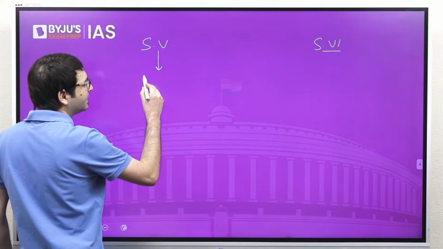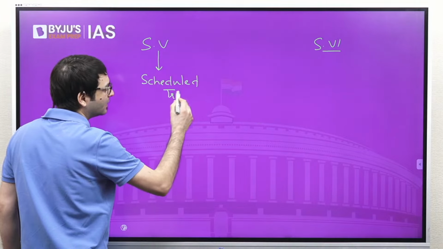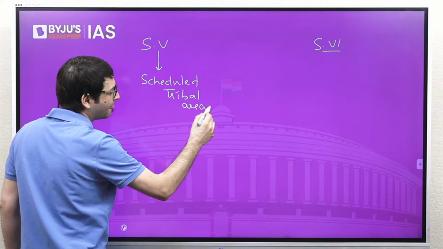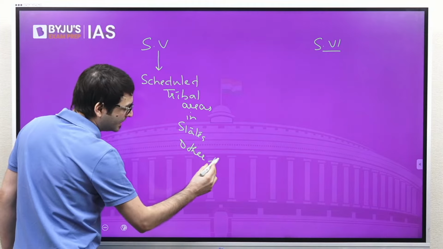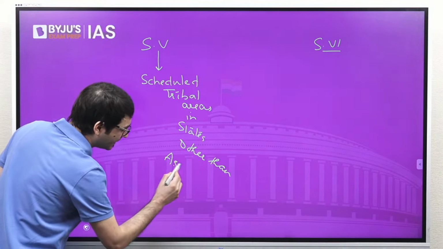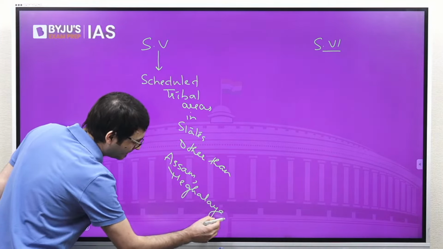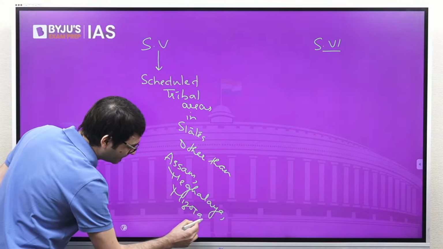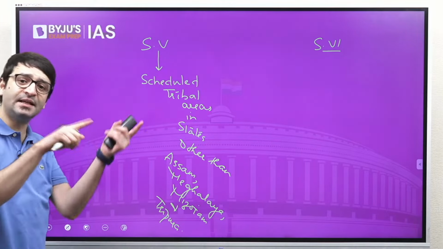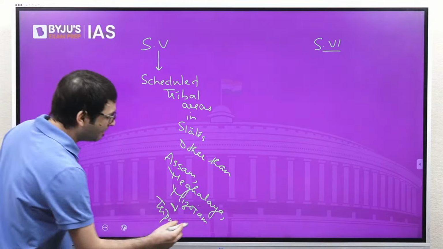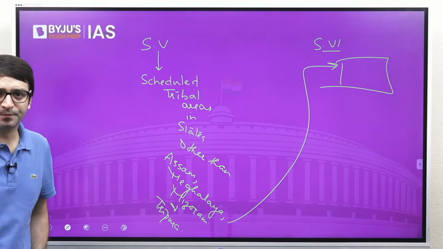Schedule 5 deals with the administration of scheduled tribal areas in states other than Assam, Meghalaya, Mizoram and Tripura. In states other than Assam, Meghalaya, Mizoram and Tripura, because these states are explicitly mentioned in Schedule 6 of the Constitution.